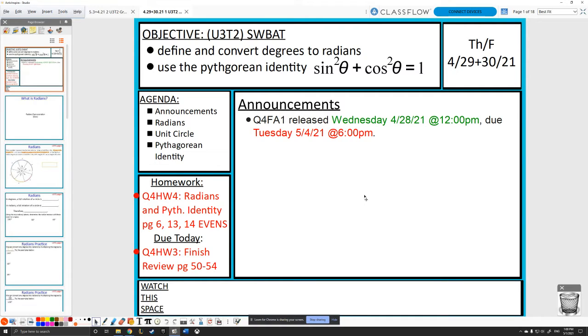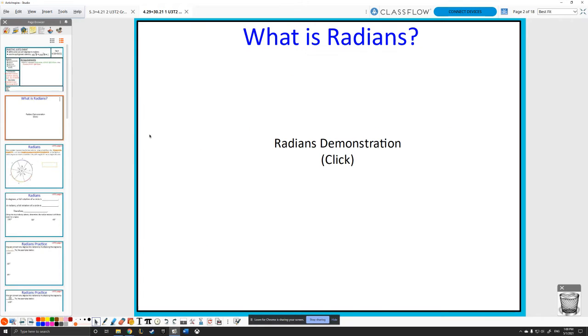So let's go over radians and the Pythagorean identity. So we've talked a lot about angles and circles and with the Ferris wheel and all that. Those are all very good introductions to really, honestly, this is the meat of what we want to look at in terms of SOHCAHTOA, sine, cosine, that kind of thing. So let's just take a look at what a radian is to begin with.